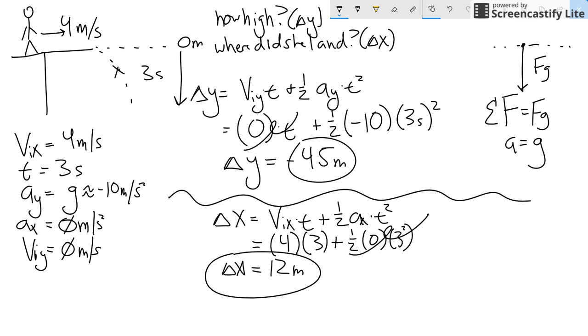Awesome. Hopefully this problem has been helpful to you. I'm going to do another problem that helps us solve for a couple of different things, but if you're looking for just distances, this is a great example.